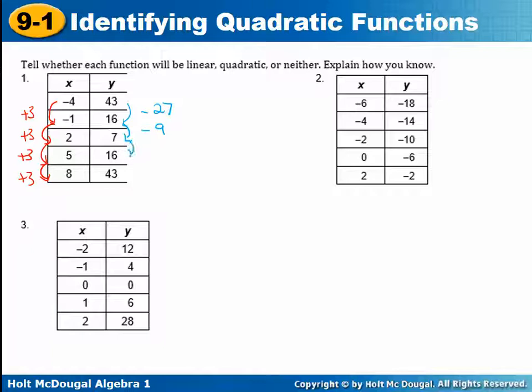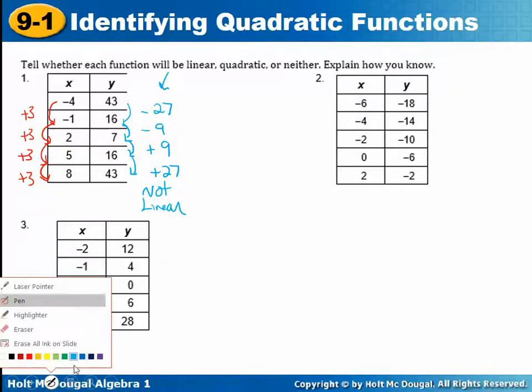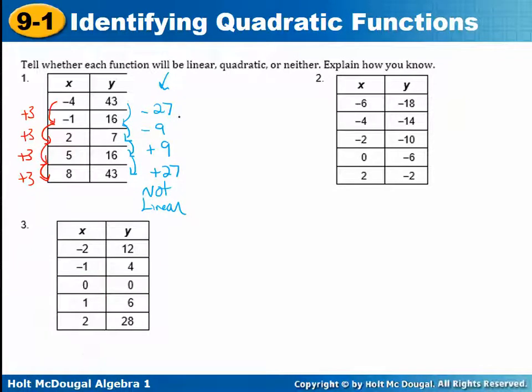From 7 to 16, now we're adding 9. And from 16 to 43, we're adding 27. These are not constant, so it's not linear. Let's go on, and if it's not linear, maybe it's quadratic. So let's check our second differences.